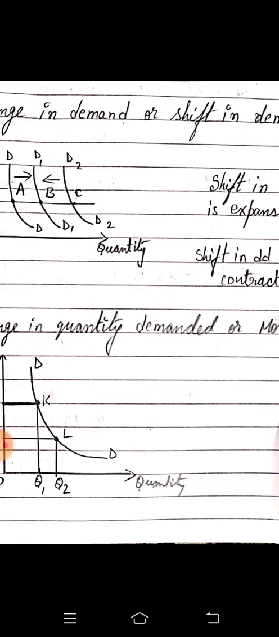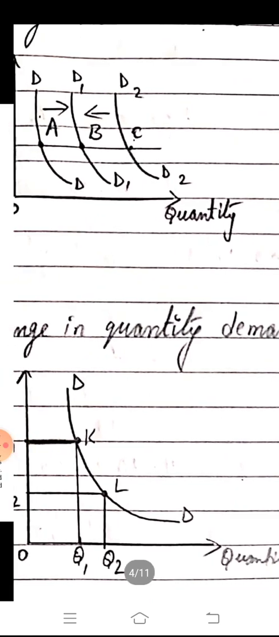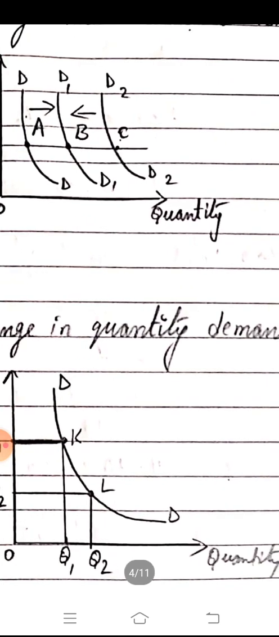So, shift in demand curve from A to B. You can see in the diagram the line is moving from A to B. This is called expansion or extension in demand, that is increase in demand. And next you can see shift in demand curve from C to B. So from C to B the position is moving towards left. That means it is saying about the decrease in demand, or contraction in demand.